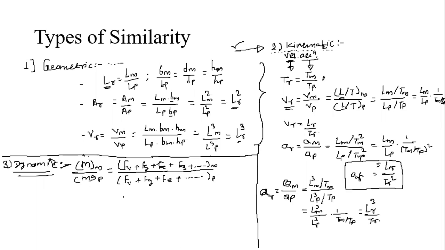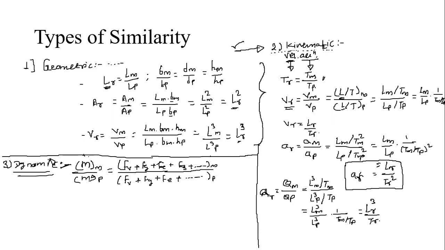It may happen in practice, but if you are saying there exists a dynamic similarity, it means that you are saying indirectly there exists a kinematic similarity and the geometric similarity. If you are saying that there exists a kinematic similarity, it means that indirectly you are saying that there exists a geometric similarity. Why is it so? Because for the kinematic similarity, geometric similarity is a must, and for dynamic similarity, both kinematic and geometric similarities are a must.